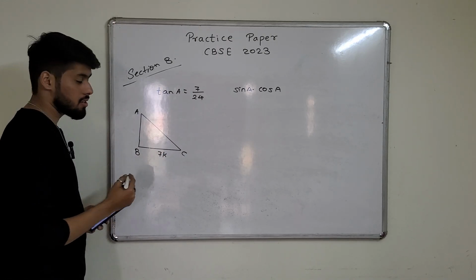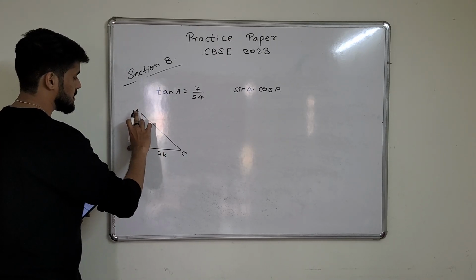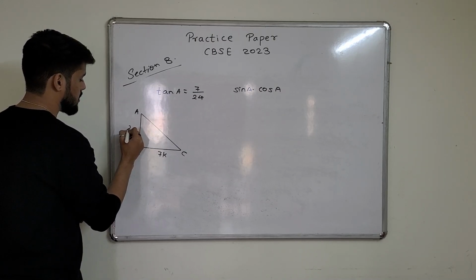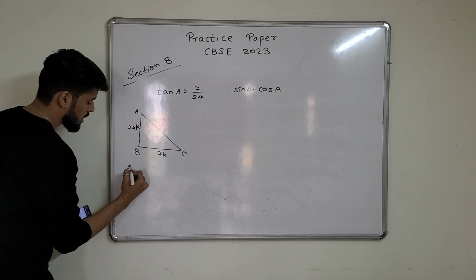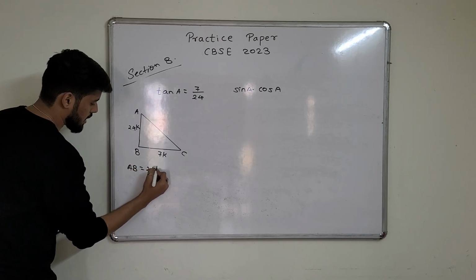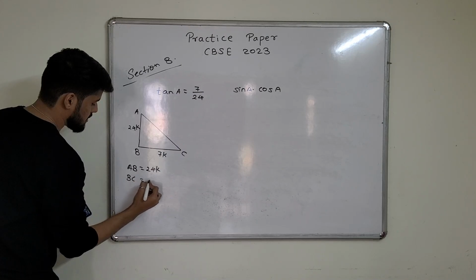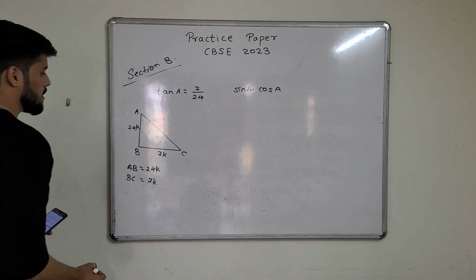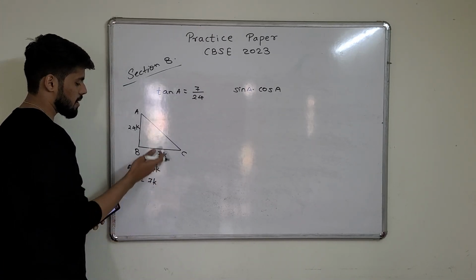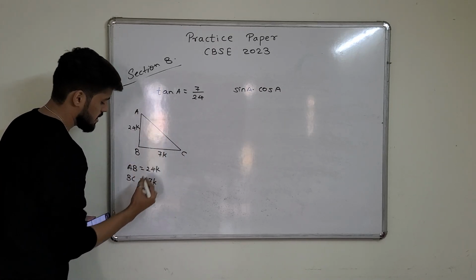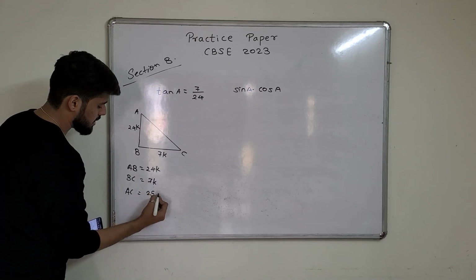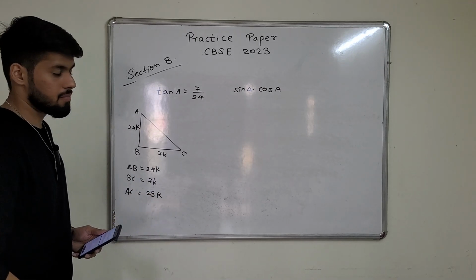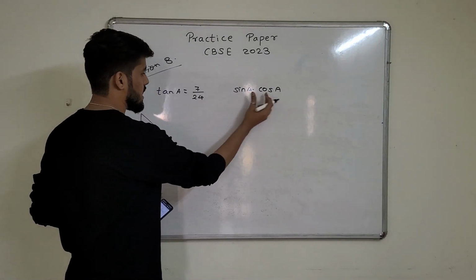K is any constant, right? And adjacent is nothing but AB. So it is nothing but 24K. K is again any constant. So we got AB as 24K and BC as 7K, right? So by Pythagoras theorem, if we apply Pythagoras theorem, we will get AC as, these are Pythagorean triplets, so we get AC as 25K, right?